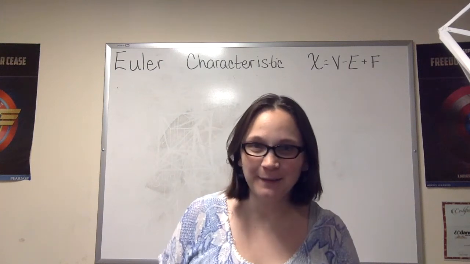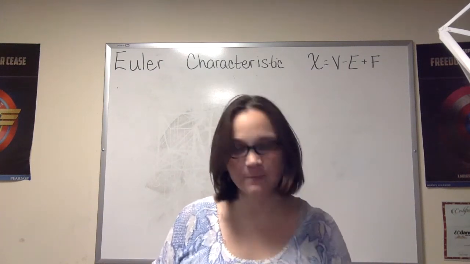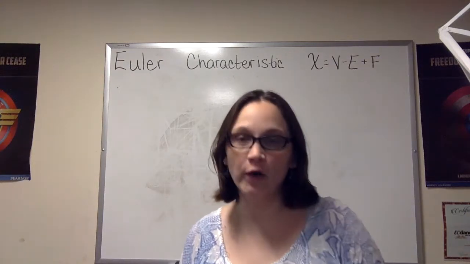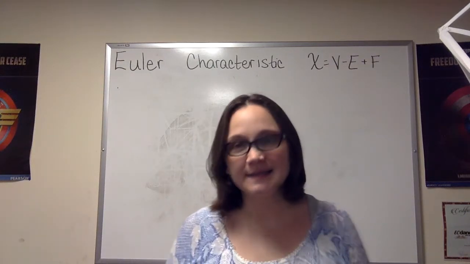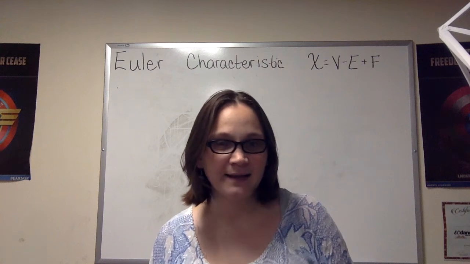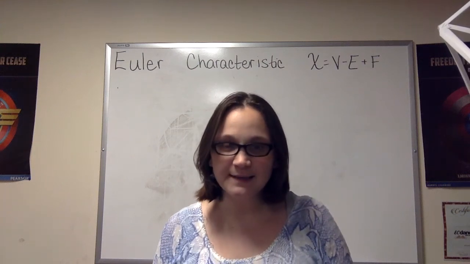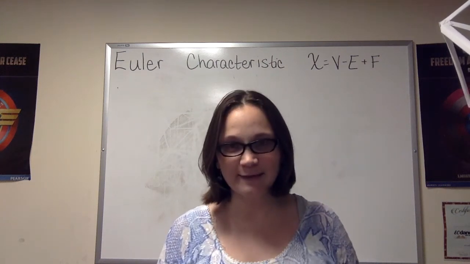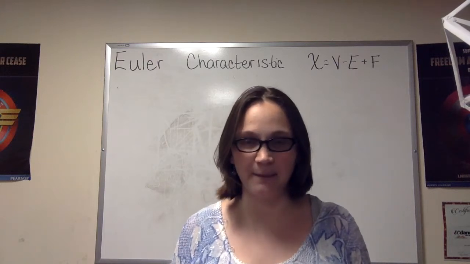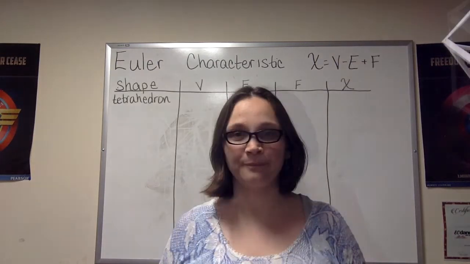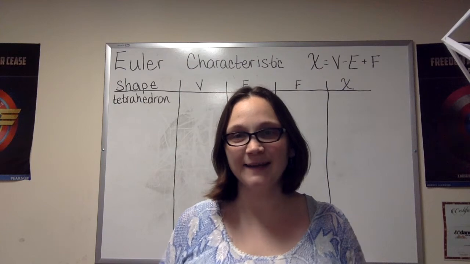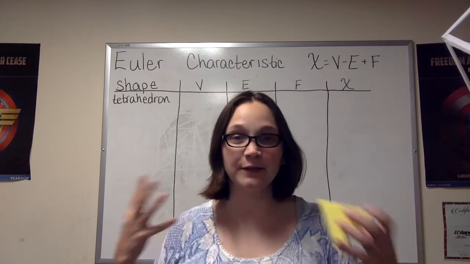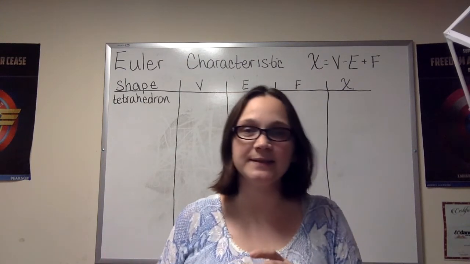Everyone. Today I want to talk about one of my personal favorite pieces of mathematics, which is the Euler characteristic. It's defined by the Greek letter chi, and it's the vertices minus the edges plus the faces of a particular shape. Let's look at finding this Euler characteristic for some different three-dimensional shapes and see what happens.